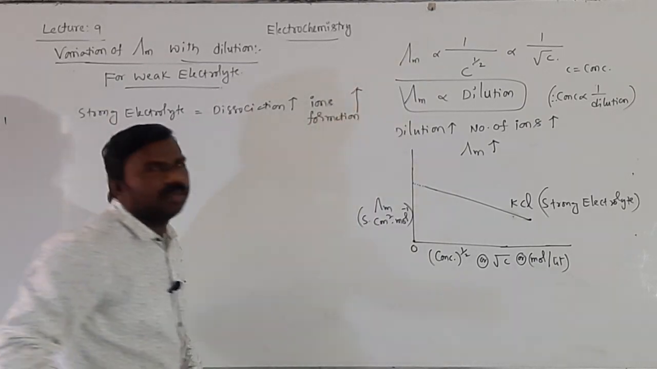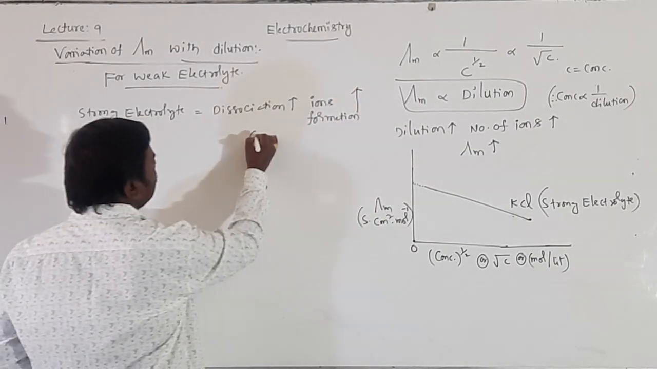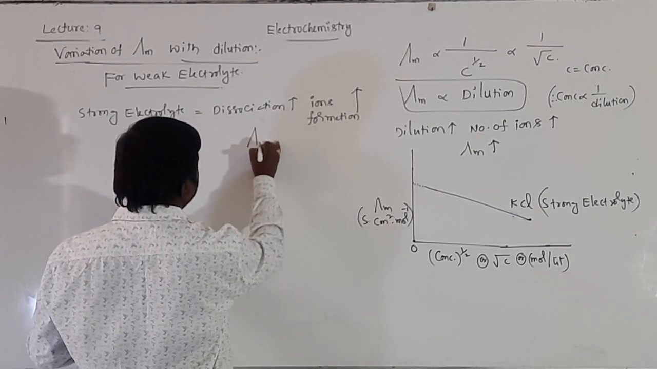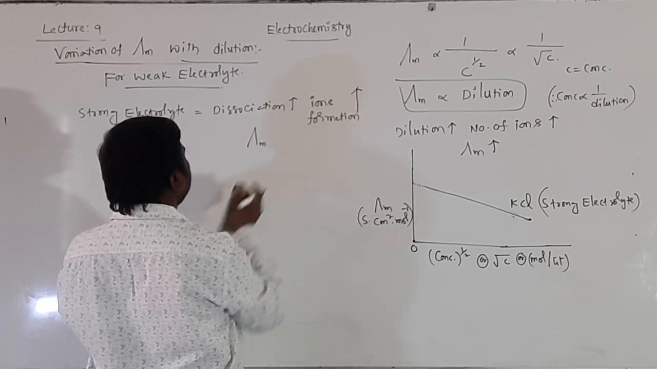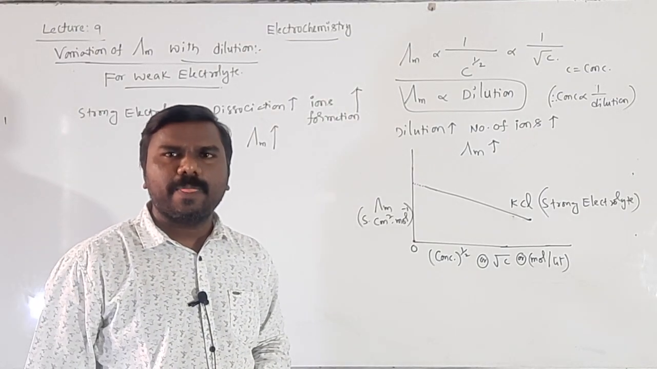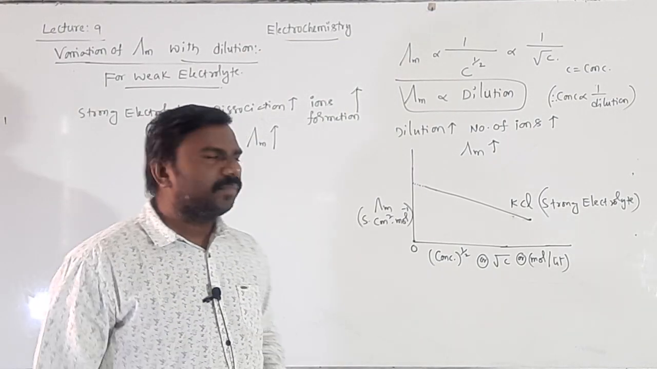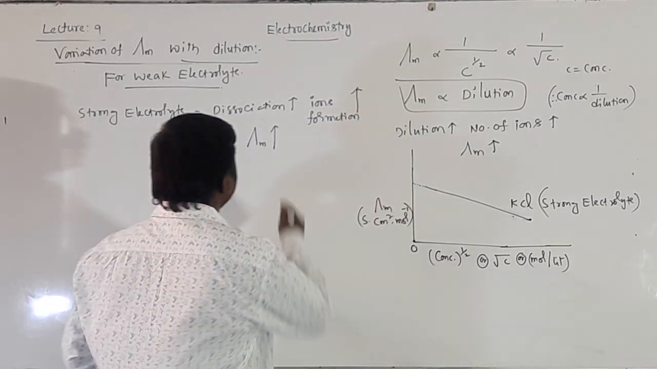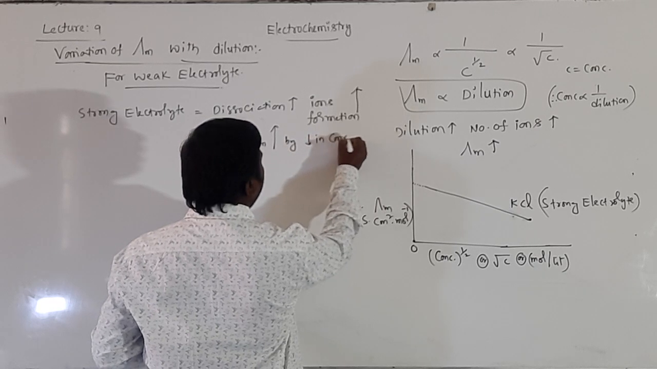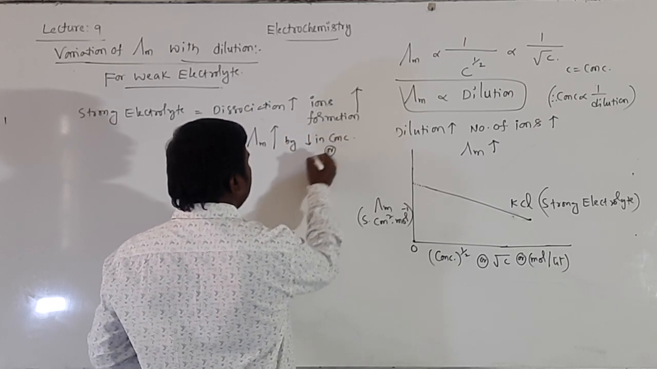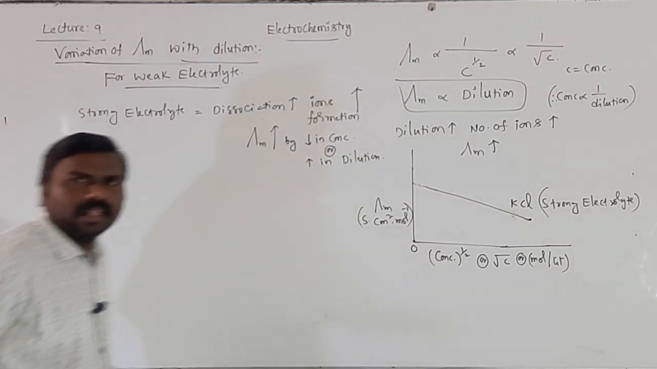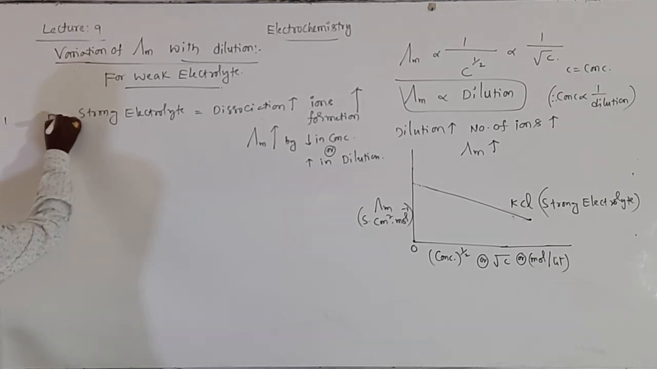Ion formation increases. Obviously, molar conductance, lambda m, will increase. Okay, students, lambda m will increase because of strong electrolytes. It increases by dilution, by decrease in concentration, also called increase in dilution. That's what was discussed already. Okay.